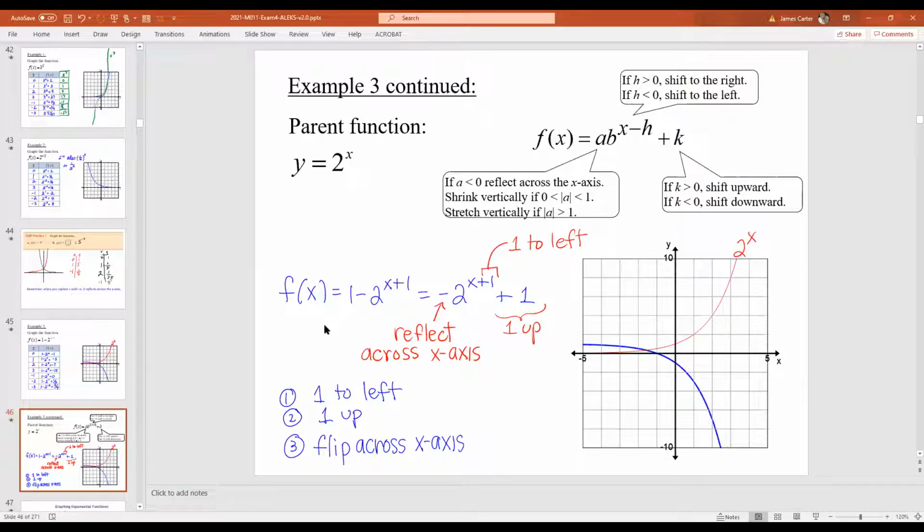And then the k value, which in this case they had up in front, is going to move the whole graph up 1. Now, you will have test questions where I'll give you something like this problem, and you have to tell me what transformations will happen. So you would say 1 to the left for this, then 1 up for that, and flip across the x-axis, except actually those two should be reversed because you should work from the inside out.